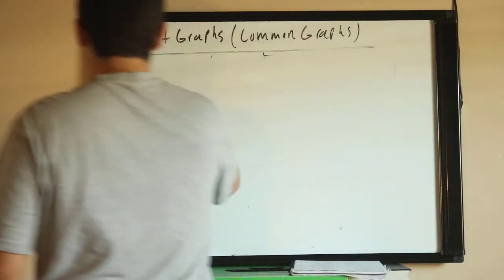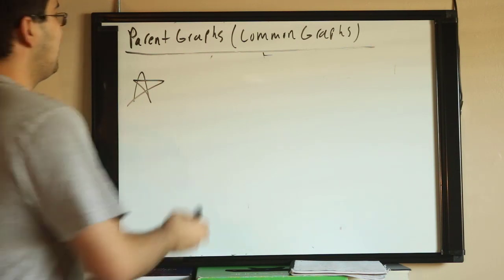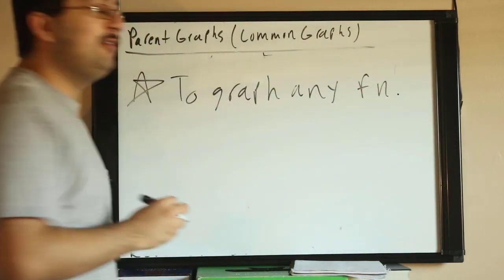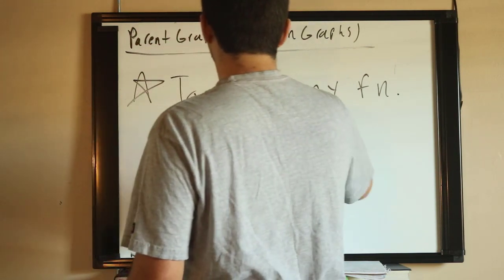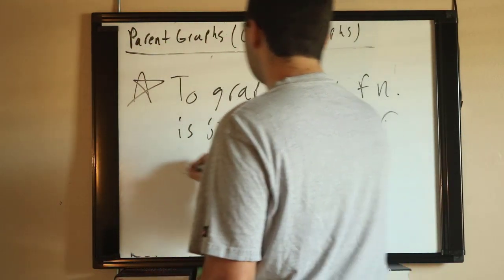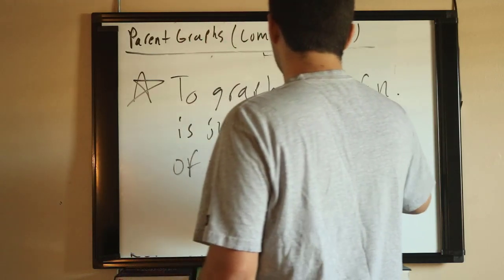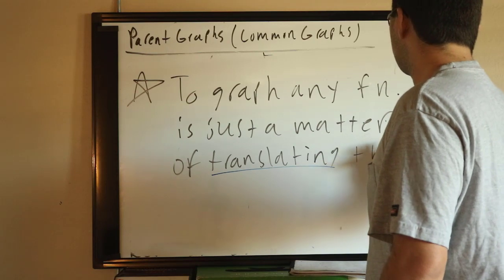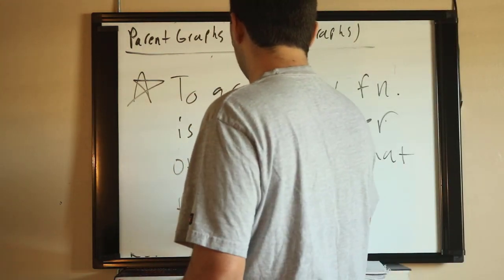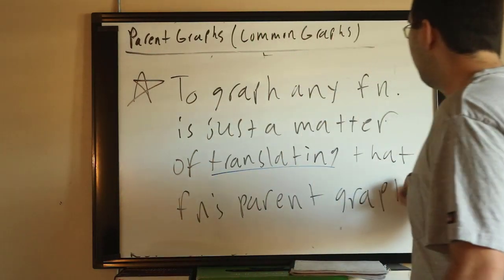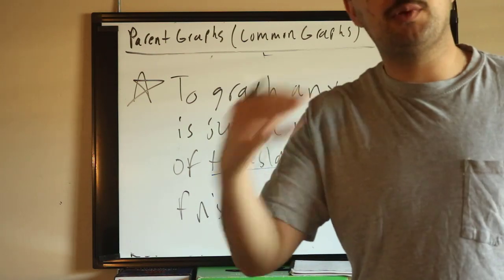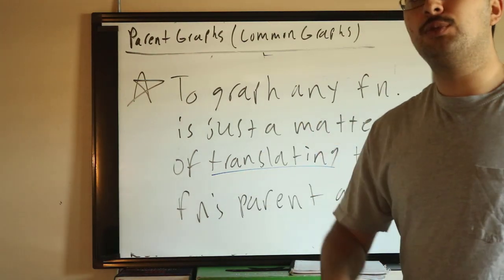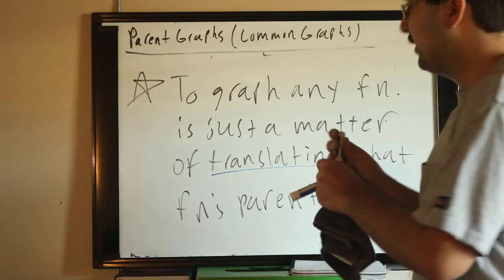Okay, so here's our important note. It's going to lead directly into this idea of translations. And this note is this: to graph any function is just a matter of translating that function's parent graph. So in other words, if you can understand the parent graph of a function, you can understand how to graph any function that is a variation of that parent graph. That is a pretty powerful statement, and it's going to be a pretty powerful tool we're about to gain. So let's go ahead and get into that discussion at this point.